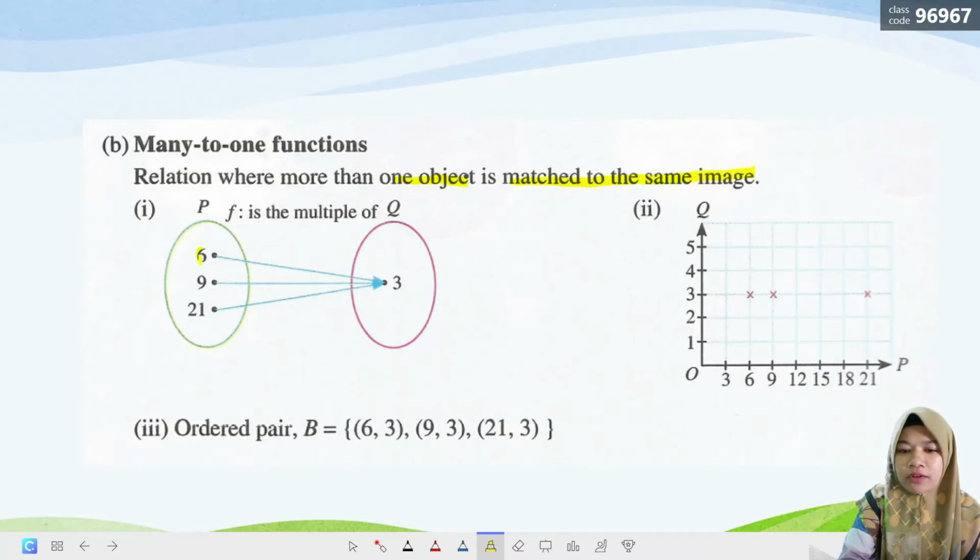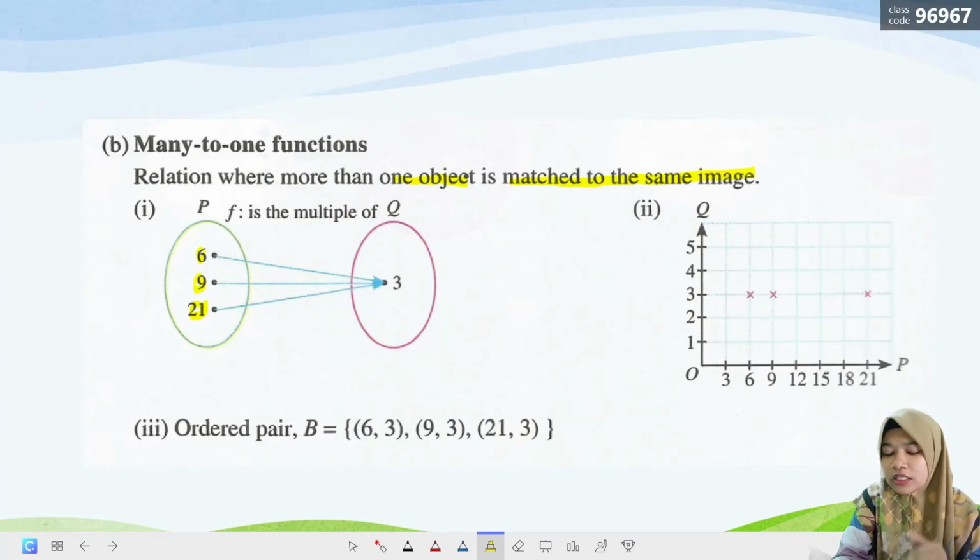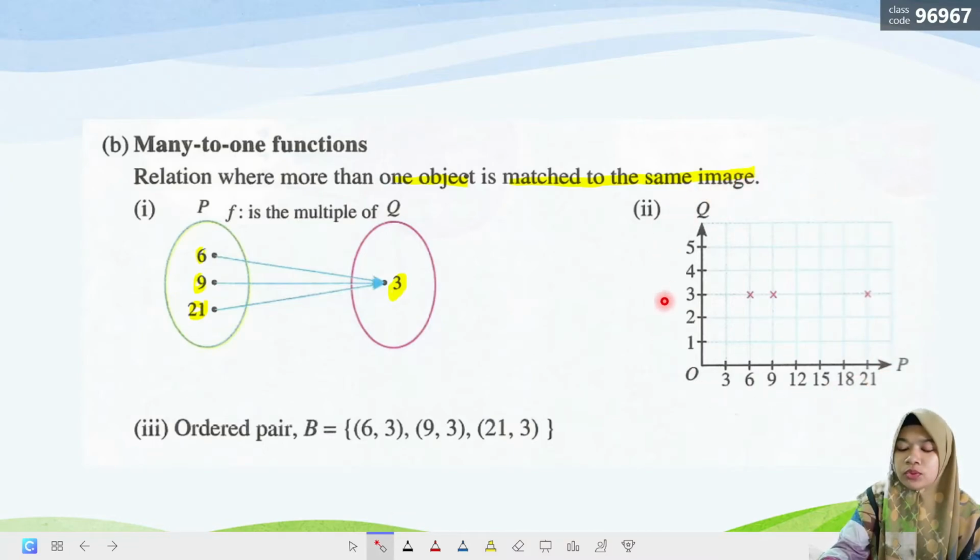Okay, here you have 6, 9 and 21. Okay, these elements in the domain are mapped or matched into one image, dalam image yang sama. Okay, right, ini adalah bagaimana by using arrow diagram. If you represent by using graph function, ini bentuk dia.